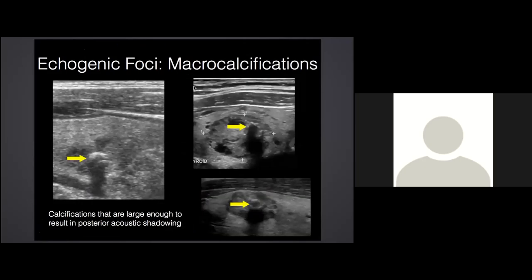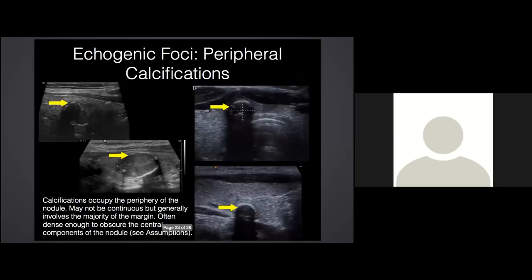So these are macrocalcifications. Again, this puts a red flag up in terms of suspicious nodules: calcifications that are large enough to result in posterior acoustic shadowing. So these are peripheral calcifications, and I think Siddharth showed some nice examples as well. Calcifications occupy the periphery of the nodule, may not be continuous, but generally involve the majority of the margin. Often they're quite dense.